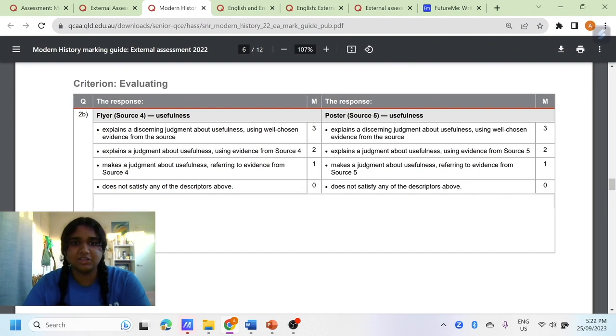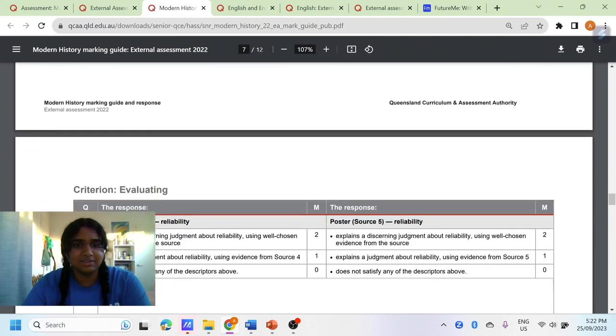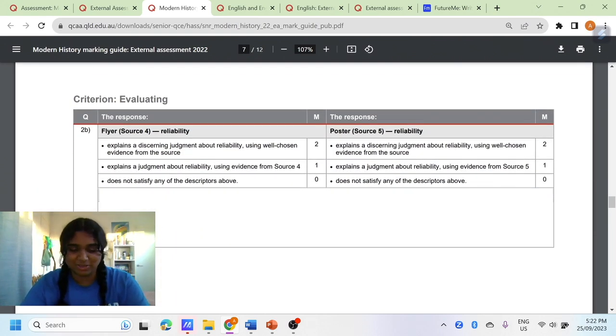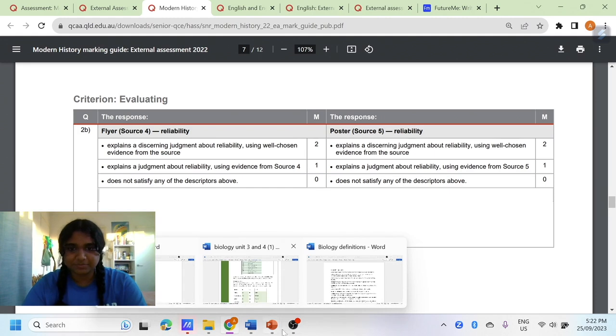Here, make a discerning judgment using well-selected evidence. The usefulness statement gets 3 marks. The other source that you are required to analyze also gets another 3 marks. So it seems that as long as you've picked the correct piece of evidence, you should be okay. It's just up to whether or not the piece of evidence that you think is correct is the same level of correctness as the external exam marking person.